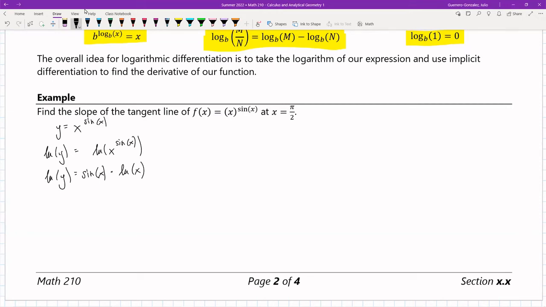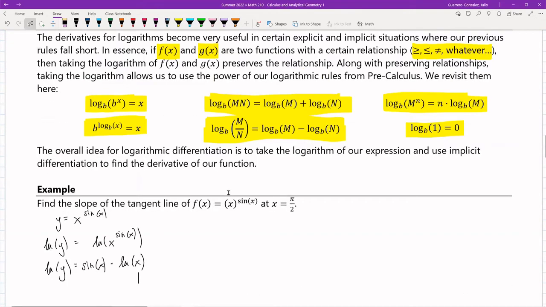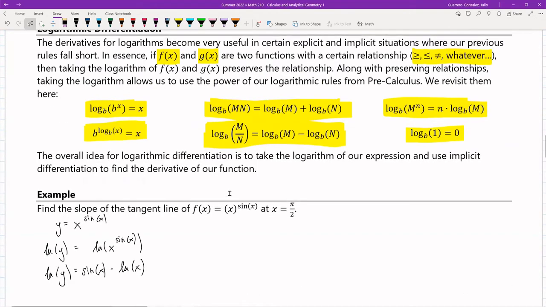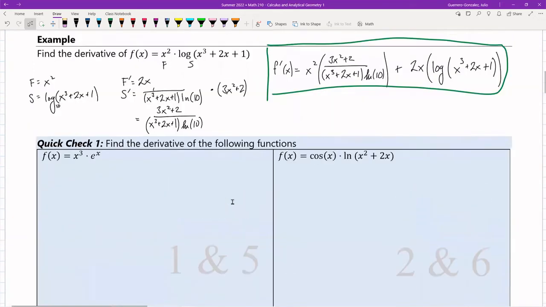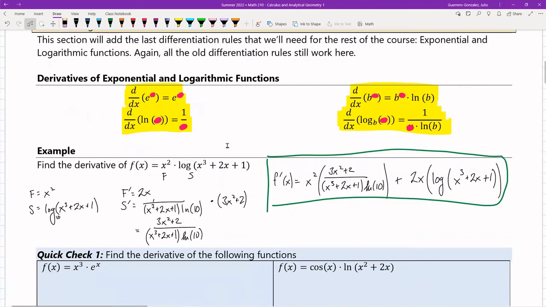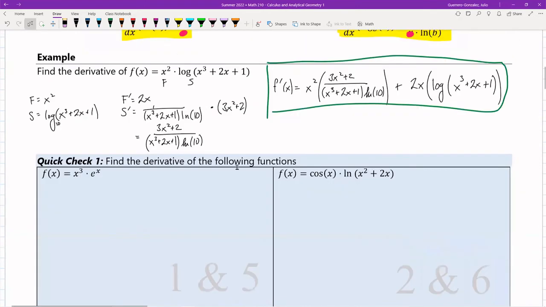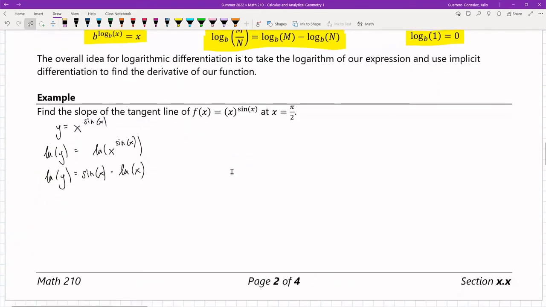Now I'm going to be using implicit differentiation. I'm going to take the derivative of both sides, okay? And I'm going to do it implicitly, so I'm going to have a y prime sort of floating around here. So the derivative of the left-hand side is going to be, we know what the derivative of ln is. The derivative of ln is 1 over x, right? So I get to do that here.